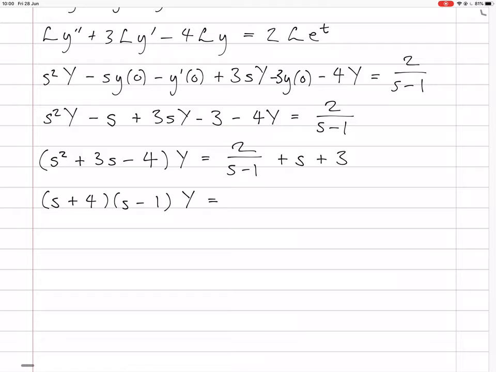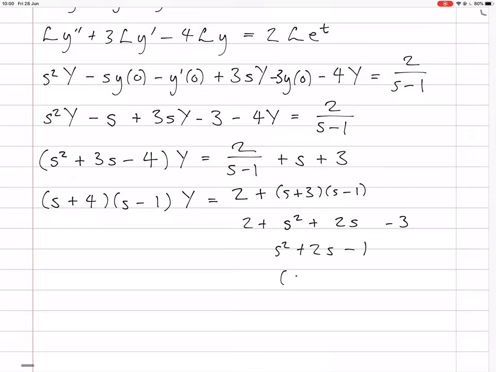Okay. So we're putting them over a common factor. The top would be 2 plus s plus 3 times s minus 1. That'll come to s squared plus 3s minus s minus 3. So that 3s minus s is 2s. So you have 2 plus all that. So you end up with s squared plus 2s minus 1.